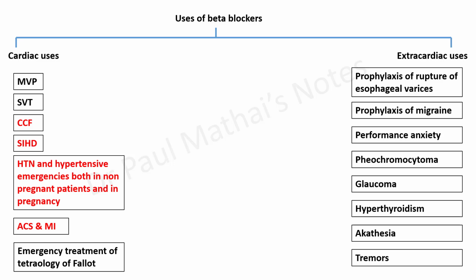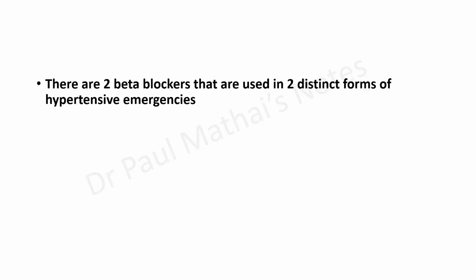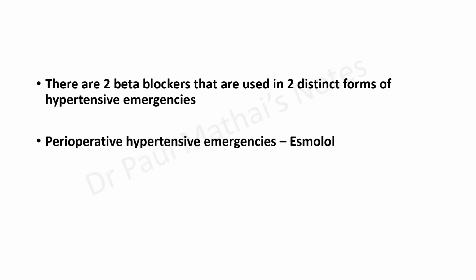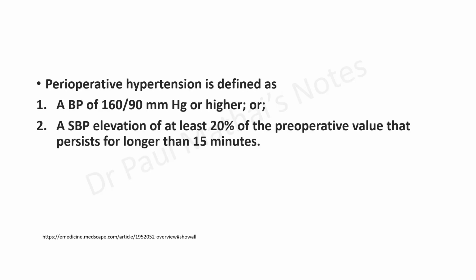Now let's take a look at the role of beta blockers in hypertensive emergencies. There are two beta blockers that are used in two distinct forms of hypertensive emergencies. In perioperative hypertensive emergencies, we use esmolol, and in pre-eclampsia, which is the hypertensive emergency in pregnancy, we use labetalol.